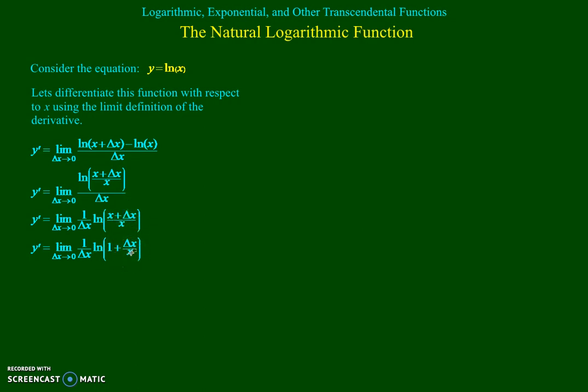Now the next thing I want to do is employ another property of logarithms. Here we have 1 over delta x times a natural logarithmic function. So I'm going to use the power rule and turn this into an exponent. All I've done is taken this coefficient, this product up here, and moved it to the exponent here using the power rule of logarithms. So this coefficient moves to the exponent using the power rule for logs.